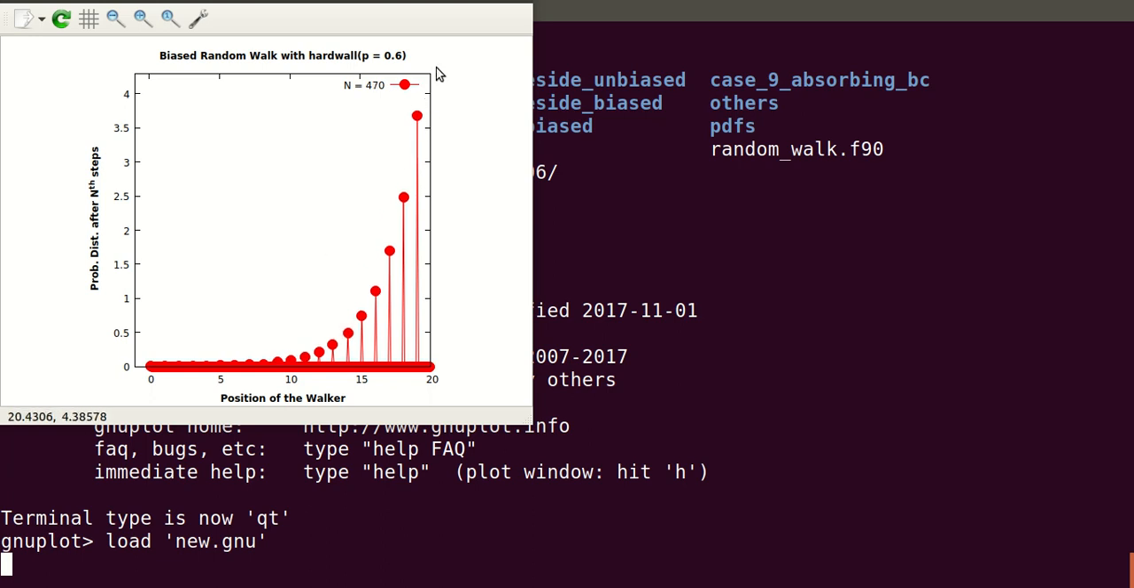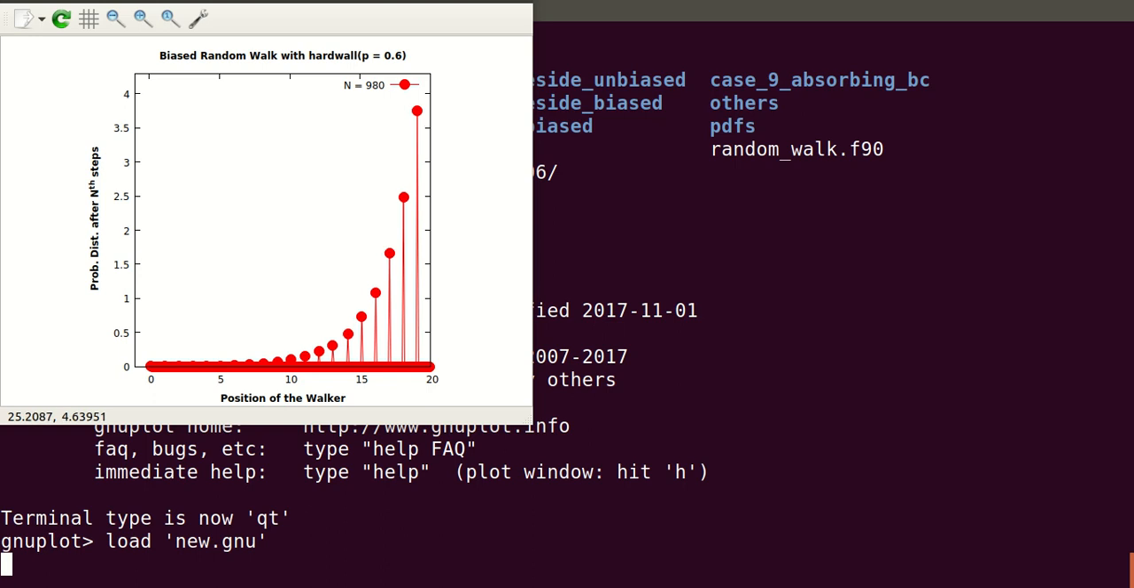So this is the hard wall. We have the hard wall on this side, and also here we applied a bias on this side. So with these two conditions it is becoming an exponential distribution. Here along the y-axis we have the probability distribution after n steps, and along the x-axis we have the position of the worker, and after n steps we are plotting the probability distribution. As you can see it is evolving. So it's becoming a steady state.